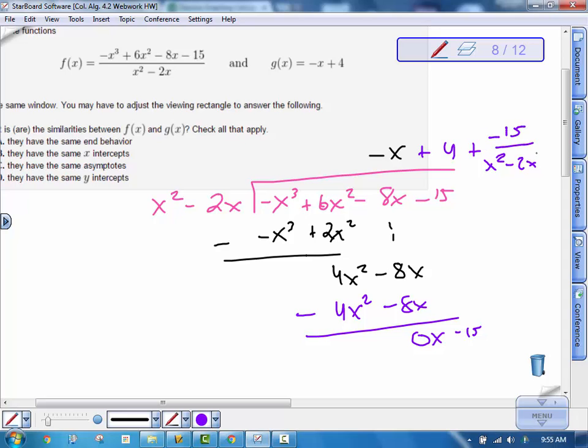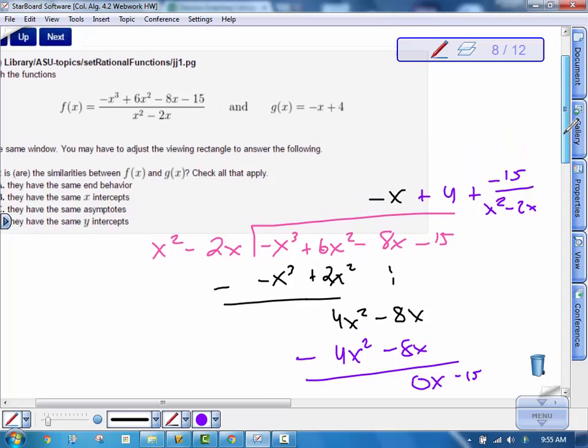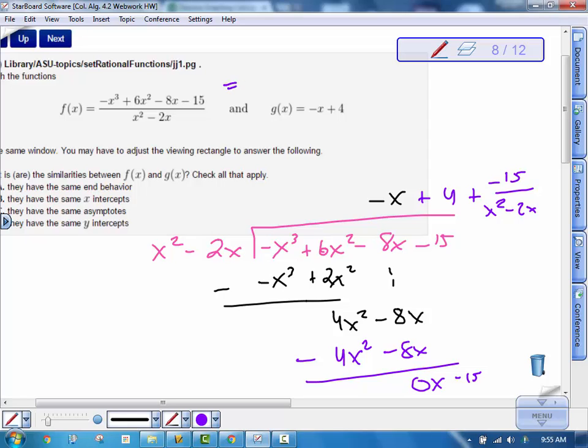So what this means is this. It means that this original function becomes this. It becomes negative x plus 4 minus 15 over x squared minus 2x. It's exactly like having 17 over 5 and rewriting that as 5 goes into this 3 times with a remainder of 2 over the divisor. So it's exactly the same as writing an improper fraction and setting it equal to a mixed fraction when we do the division.